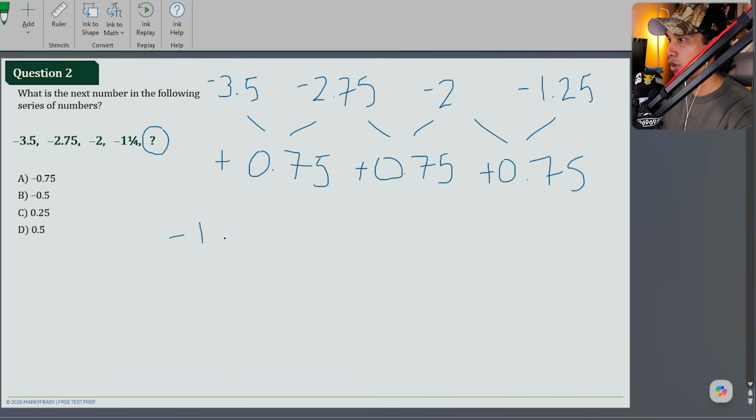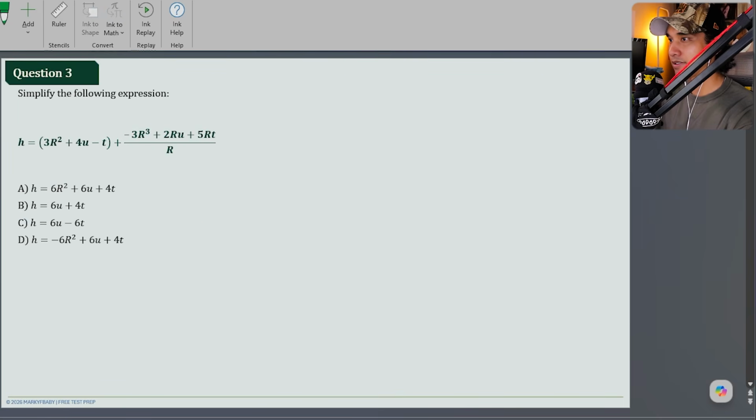So negative 1.25 plus 0.75. What does that equal? Well, that equals negative, we're still in the negatives, 0.5. And that is answer choice B. Okay? Question number 3. Moving on.